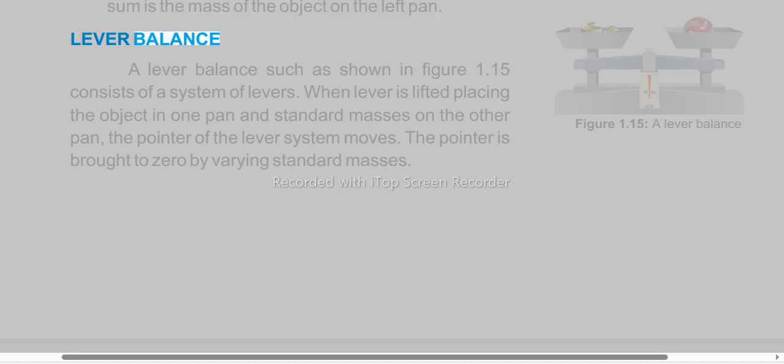Lever balance. A lever balance such as shown in figure 1.15 consists of a system of levers. When lever is lifted placing the object in one pan and standard masses on the other pan, the pointer of the lever system moves. The pointer is brought to 0 by varying standard masses. Figure 1.15, a lever balance.